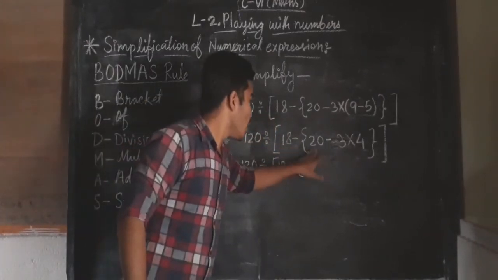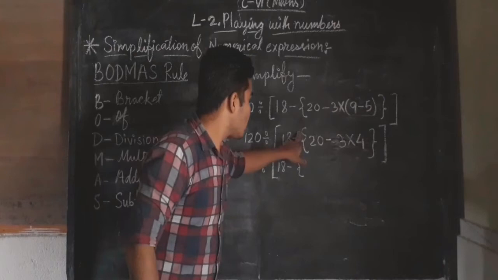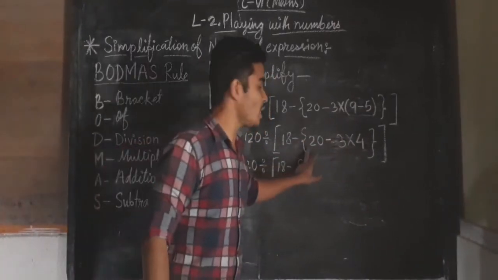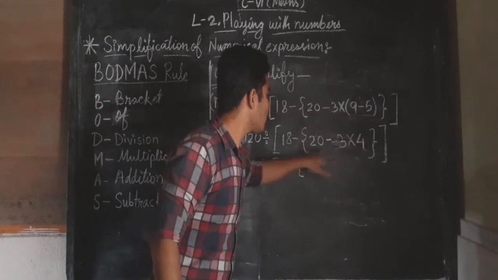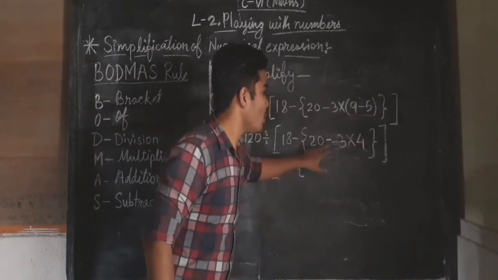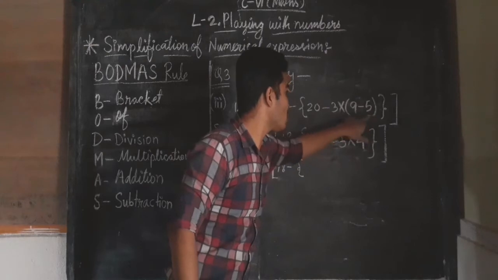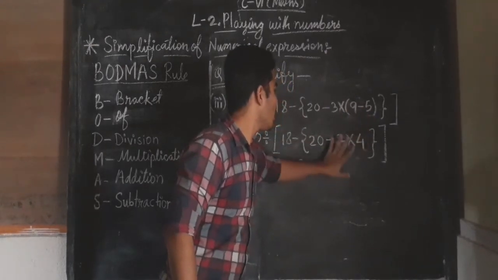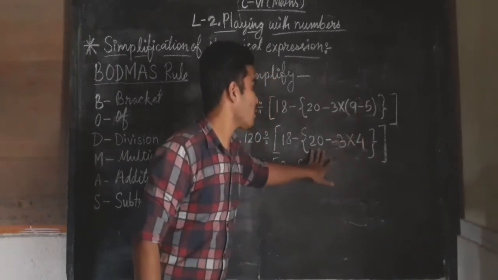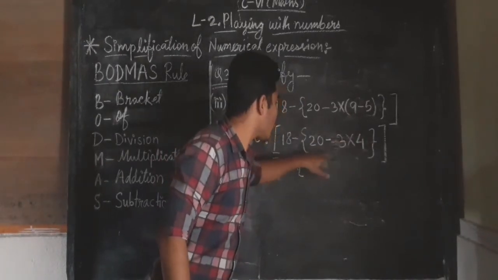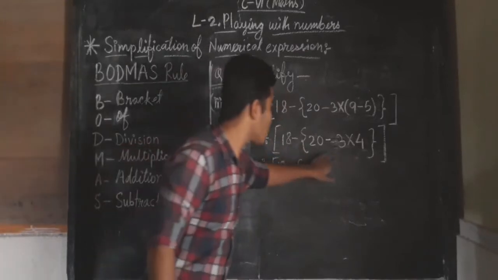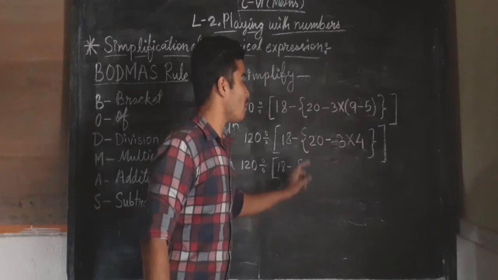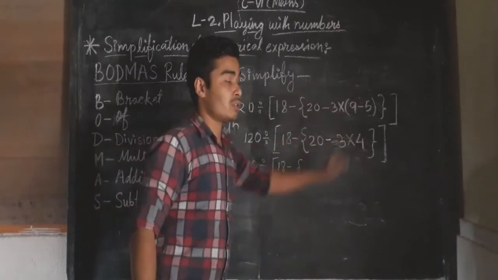Now see here, inside the second bracket there are so many calculations left, so directly we cannot open this bracket. But in the small bracket there was only the final calculation, so we calculated it and wrote it removing the bracket here. But here we can't open the second bracket directly, because there are so many calculations left. So we'll do the calculation first, and only when the final calculation is left will we open the bracket.